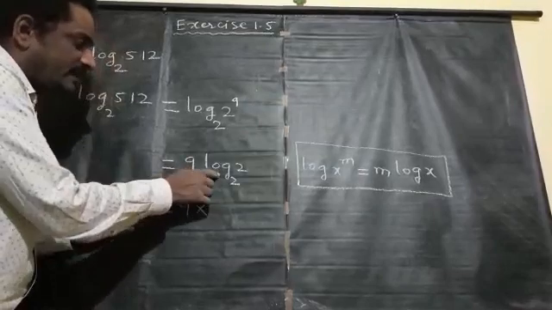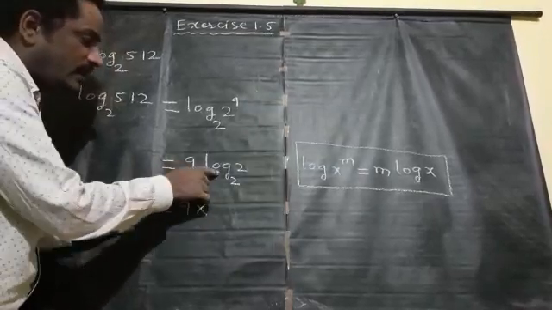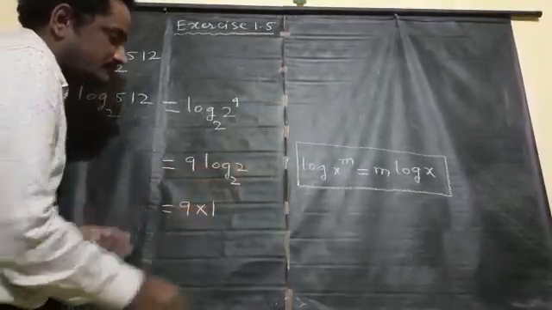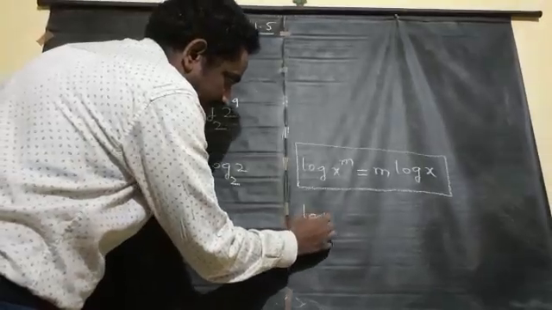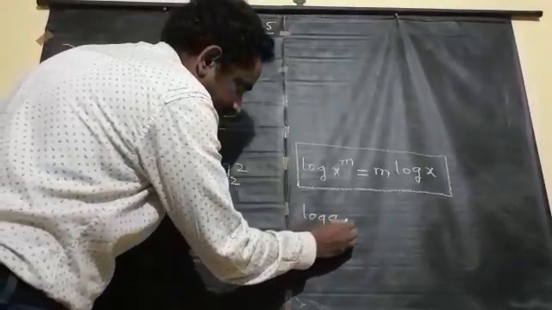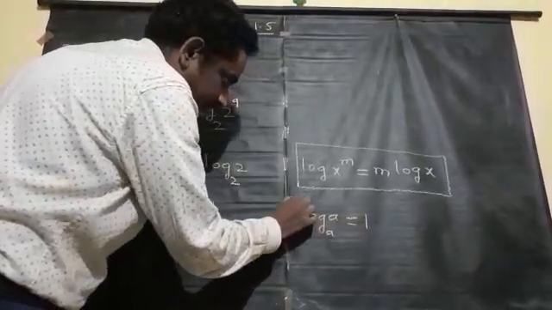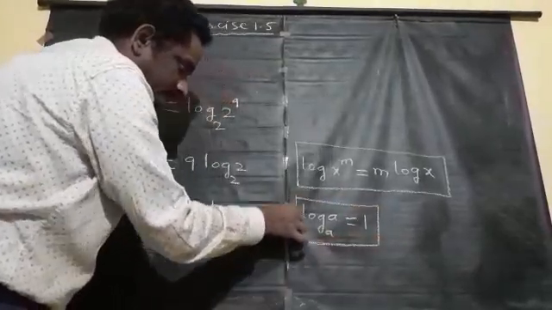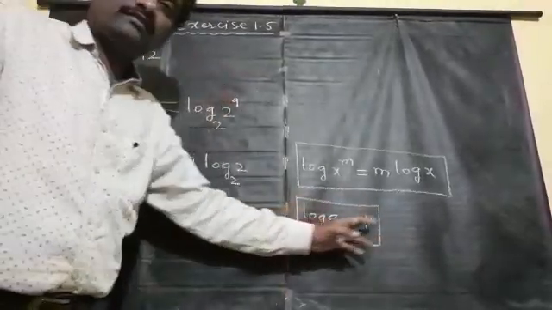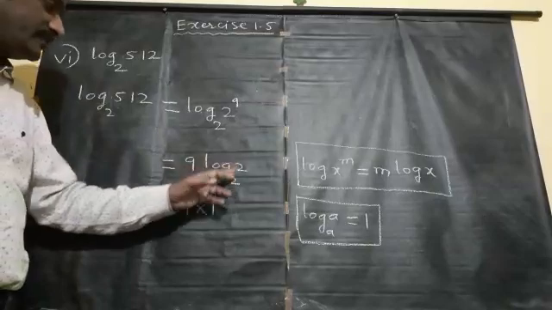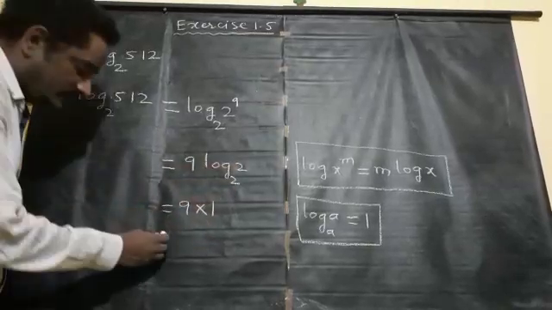Now, 9 into log 2 base 2. Log 2 base 2 is equal to 1, by the formula log a base a is equal to 1. So, log 2 base 2 is equal to 1. 9 into 1 is 9.